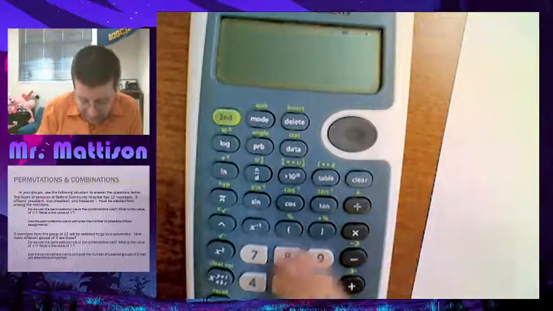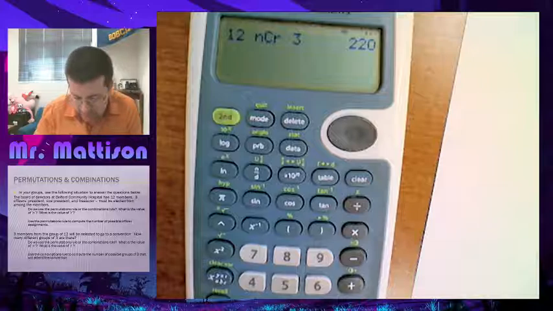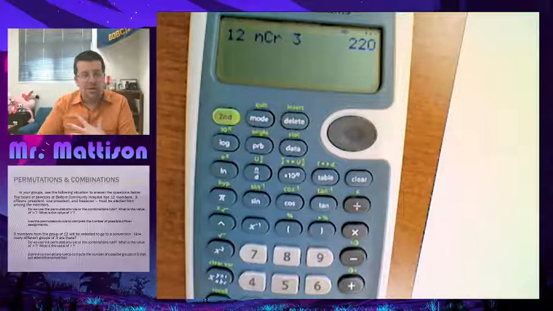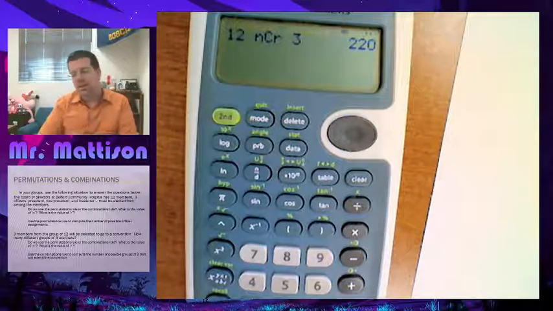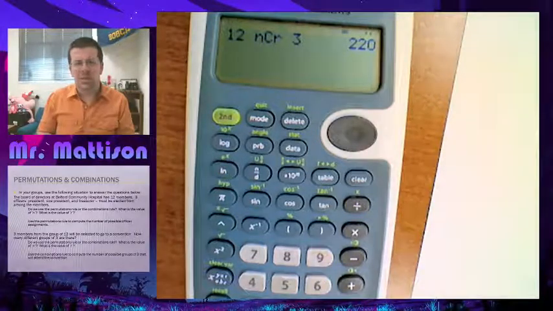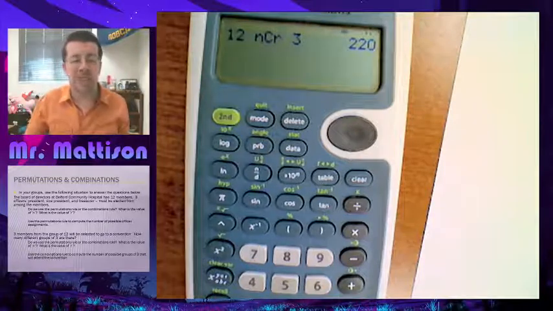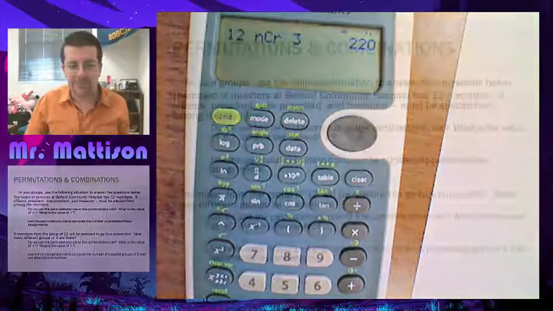So when I type that in, 12 combination 3, I get a drastically smaller number, 220. Because once the order doesn't matter anymore, we get way fewer options. So your combinations are typically very, very much smaller than your permutations, even of the same values there.